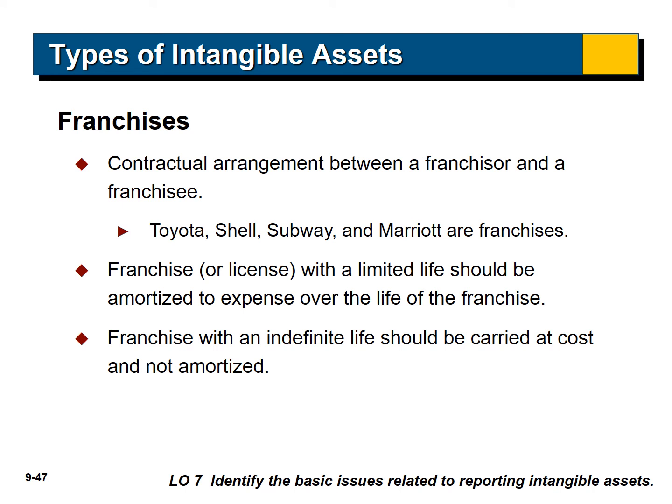Franchise is the contractual arrangement between a franchisor and a franchisee. Toyota, Shell, Subway, Marriott, McDonald's, any of those types of things that are franchised out. The franchise or license with a limited life should be amortized to expense. In other words, if you want to open a McDonald's, you have to pay a big fee called a franchise fee. It could be as much as $100,000, and those are capitalized. But if it has a limited life, then you will amortize it. In other words, you can buy the franchise for only 10 years. But many times you buy the franchise, it has an indefinite life, so you would not have to amortize it.